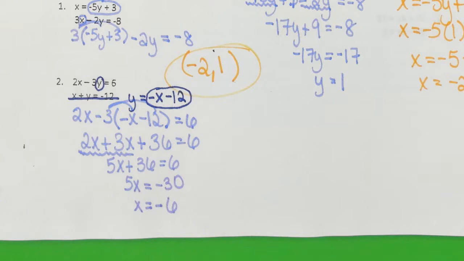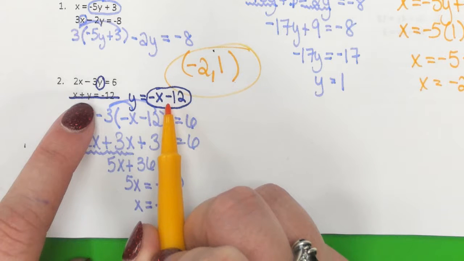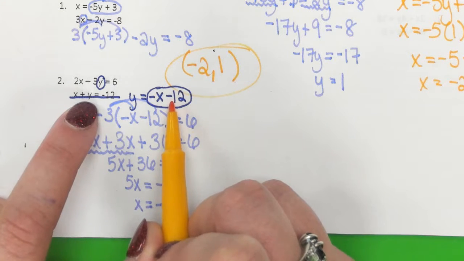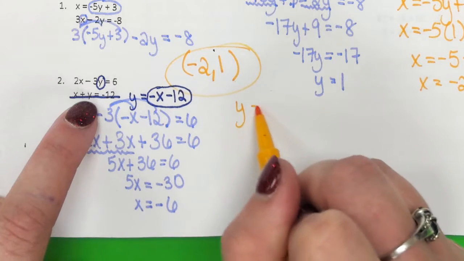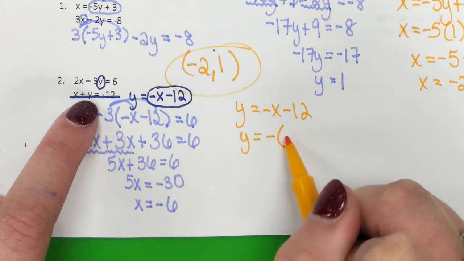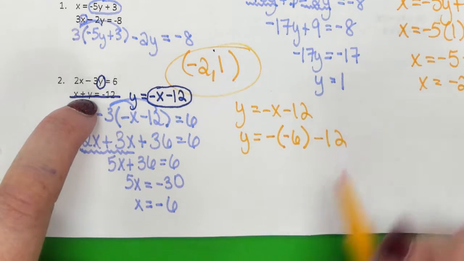So now I got to plug it back in. Which one is going to be the easiest to plug back into? The bottom one. Does it matter which one I plug into, the original one or the one where I moved it? Nope, they're the same thing. So we're going to have y equals negative x minus 12. So y equals negative 6 minus 12.